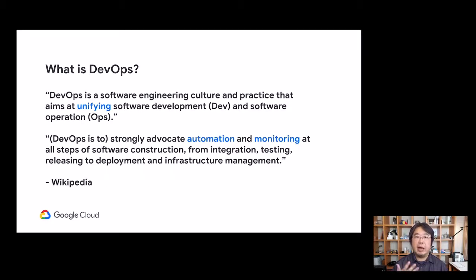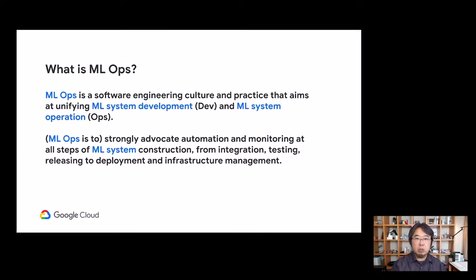So we thought the practices and learnings of DevOps can also be applied to machine learning systems. DevOps is all about unifying software development and software operation by advocating automation and monitoring at all steps of the software construction. Likewise, you can introduce the same practices as DevOps to machine learning systems. It is all about unifying the machine learning system development and machine learning system operation by utilizing the automation and the monitoring at all steps of the machine learning system development.